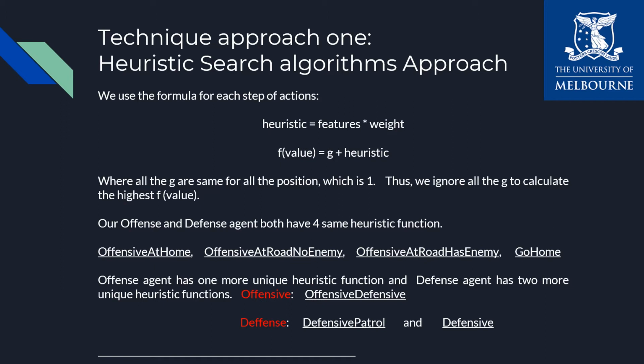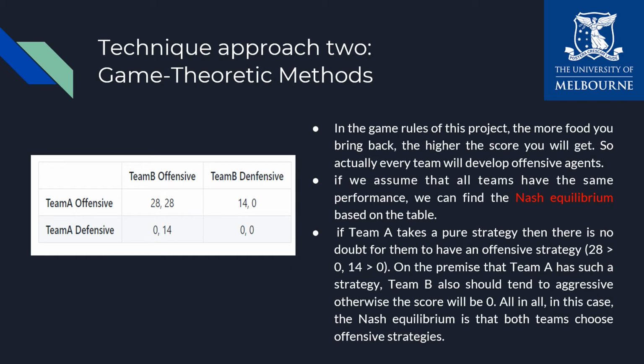We use heuristic search algorithm as our best AI technology. For each agent, we use the heuristic function above for each step of actions to define our next move. Besides that, the agent's choice of action is driven by 7 heuristic functions. In the final version of the project, there are 4 heuristic functions that are shared by both agents. Offensive agent has 1 more unique heuristic function, while defensive agent has 2 more. A specific process and demo will be discussed later.